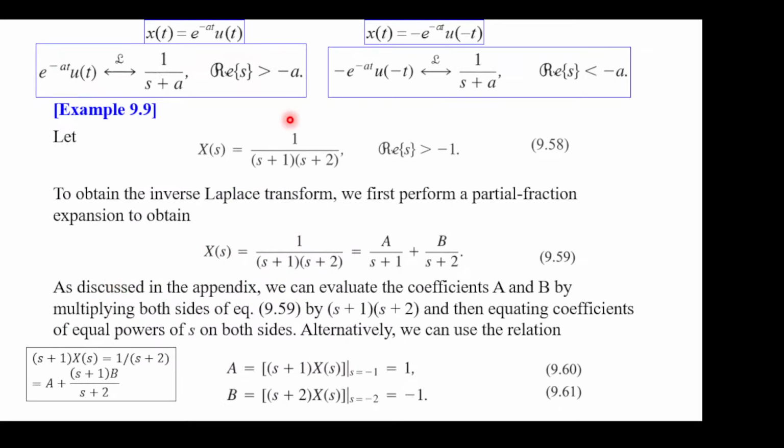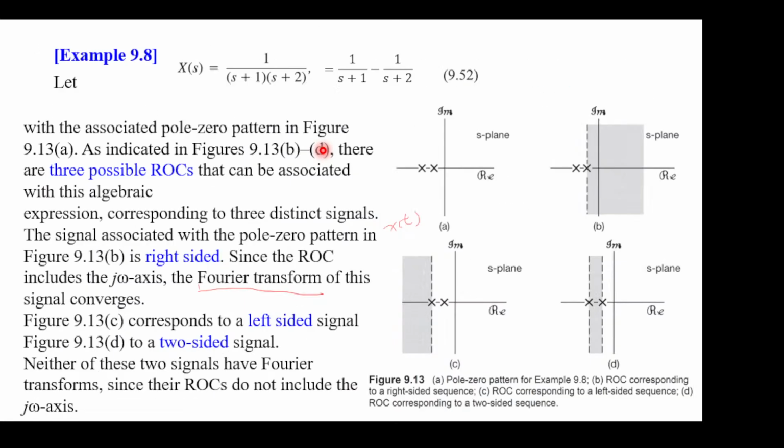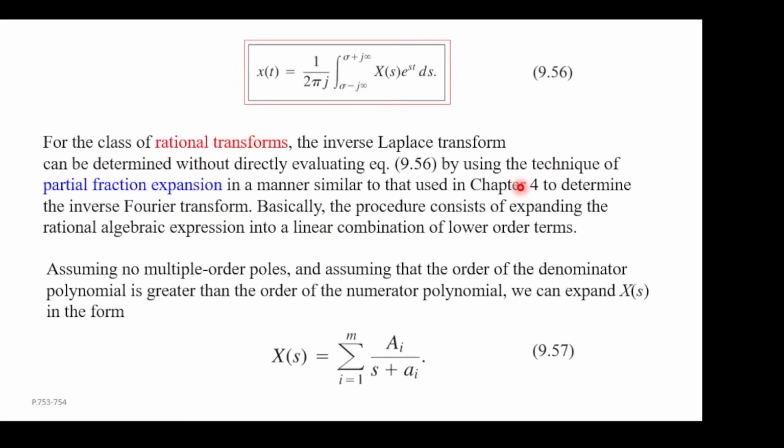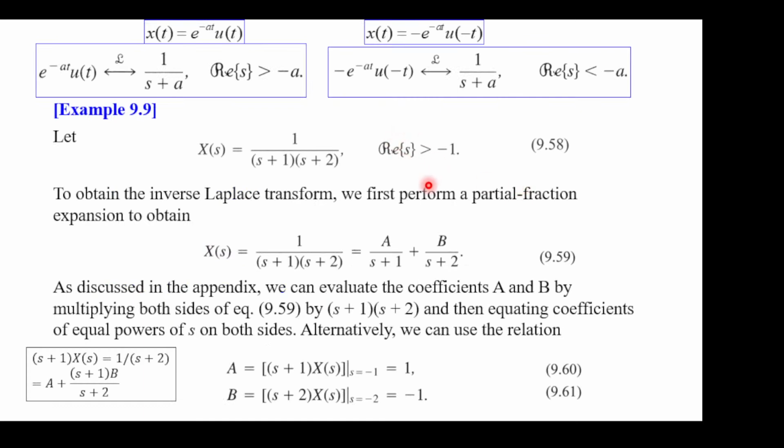We go back to the function we were seeing before, X of s equal to 1 over s plus 1 times s plus 2. As we said, you can have three possible ROCs, and we start with this one. The ROC is the real part of s bigger than -1. And we are going to pick our partial fraction with either the ROC right side or ROC left side.